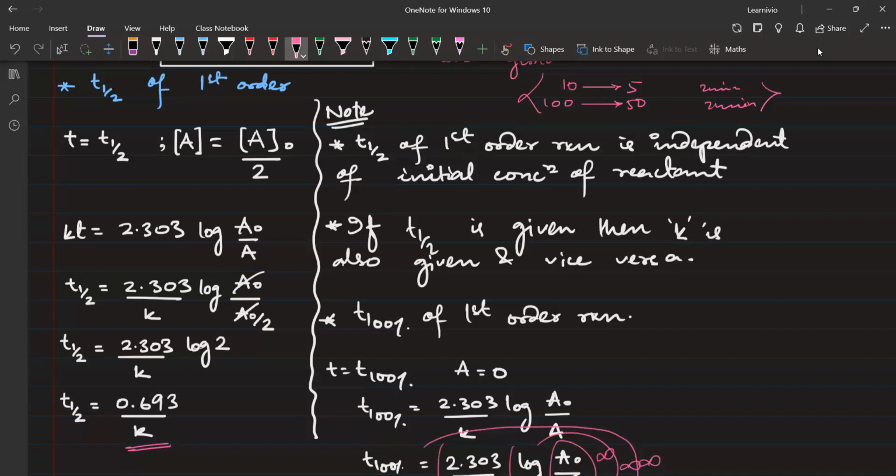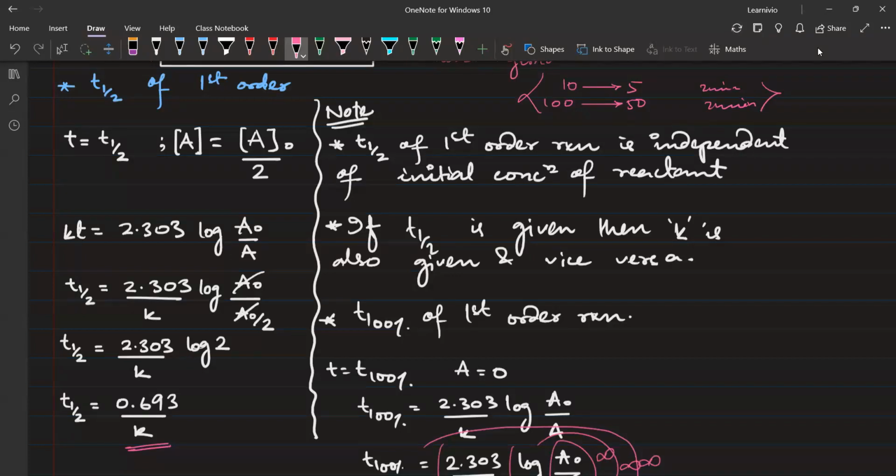कैसे क्या समझ में आता है? What is this telling us? That if you are going to go from 10 to 5 and it is going to take 2 minutes, that is the half concentration. और अगर 100 का भी हाफ करना है तो आपको 2 ही मिनट्स लगेगा. ठीक है. तो it is independent of the initial concentration. So T half of first order reaction is independent of initial concentration. This is a very important point.